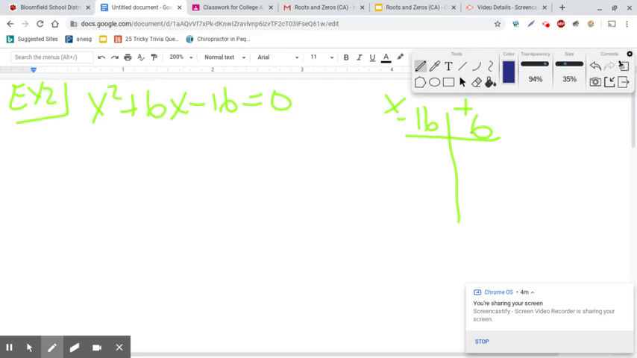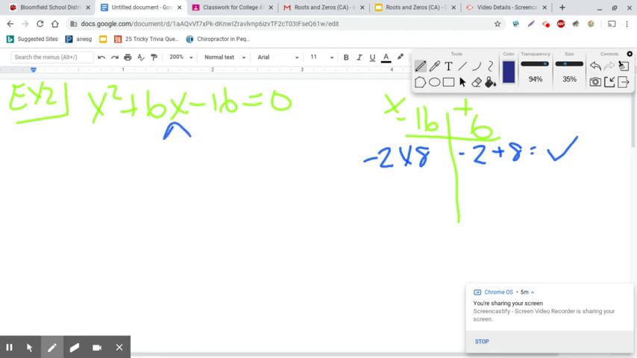So like before, I like to start with 2. So I'm going to use the number 2. So 2 times what is 16? 2 times 8. Now, if your bigger number is positive, see how we have plus 6? We know our bigger number has to be positive because we're getting a plus. So this should be negative 2 times 8. Negative 2 times 8 is negative 16. Now, what is negative 2 plus 8? We actually get a positive 6. So we found our match right there.